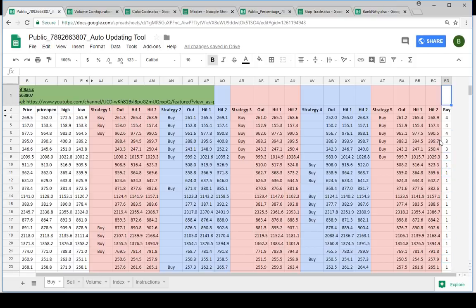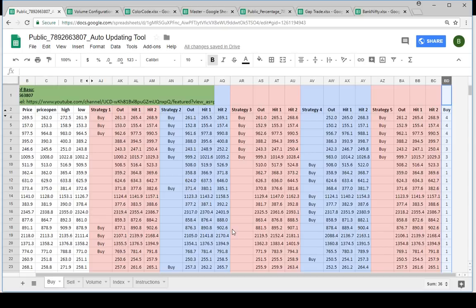So yeah, this is about the basic usage of how to buy, how to trade a stock from this sheet. So the more the number in this buy column, the more bullish the stock is.